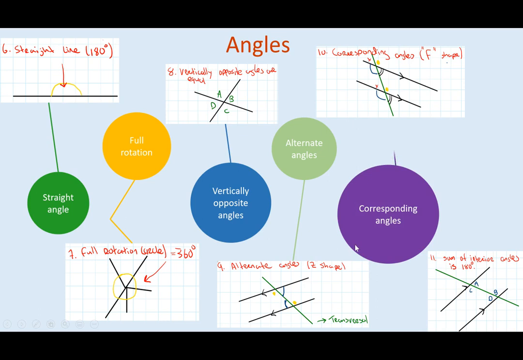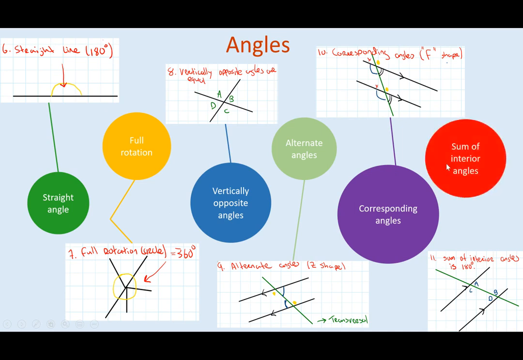Corresponding angles then create an F shape. You have to have two parallel lines and transversal again. If we look at the yellow angles again, they're the same. One is inside the parallel lines, one is outside. Both angles are on one side of the transversal. So you can see the corresponding, the two yellow, the two X's are equal, the two blue angles equal, and the two black angles equal as well.